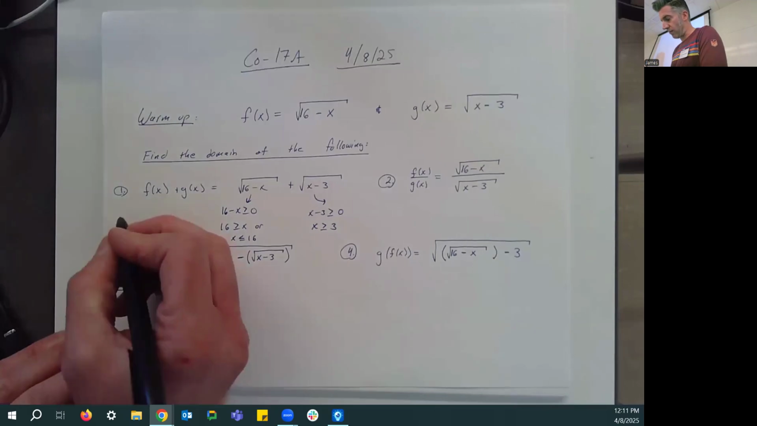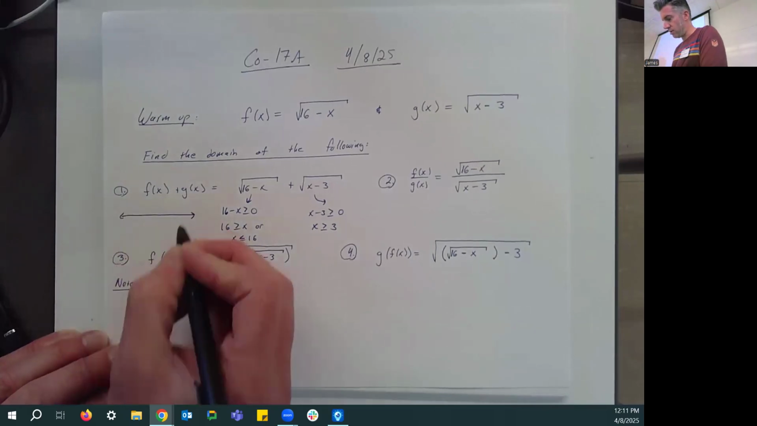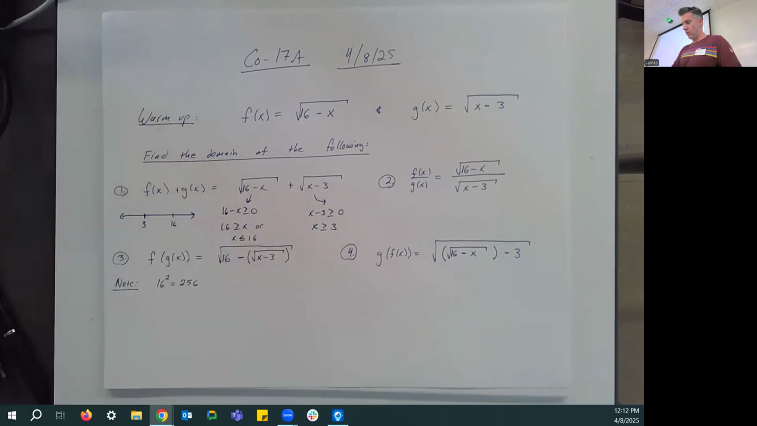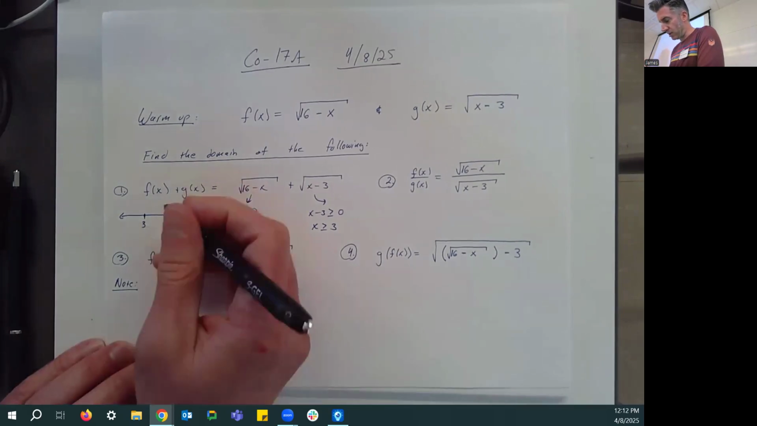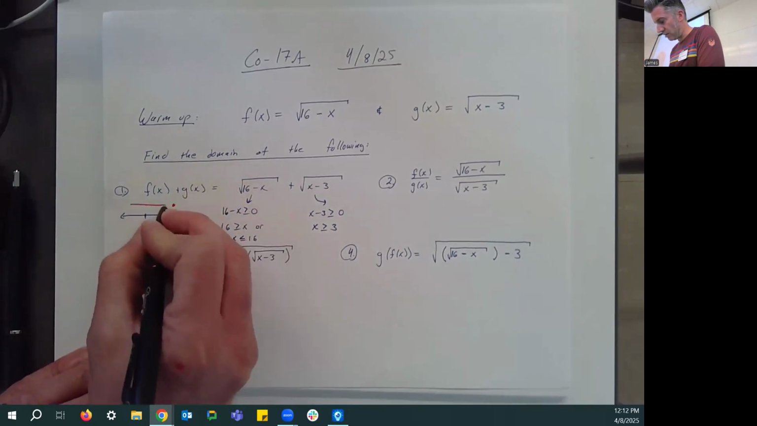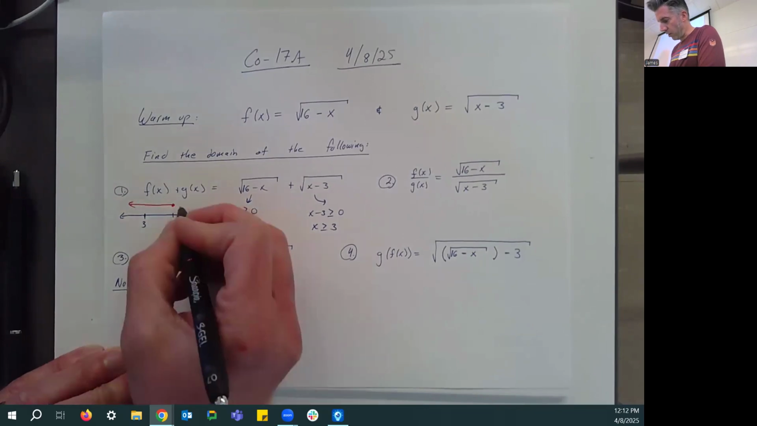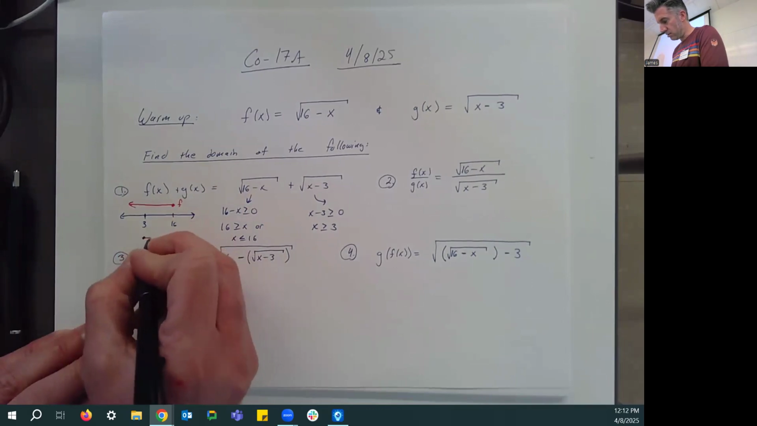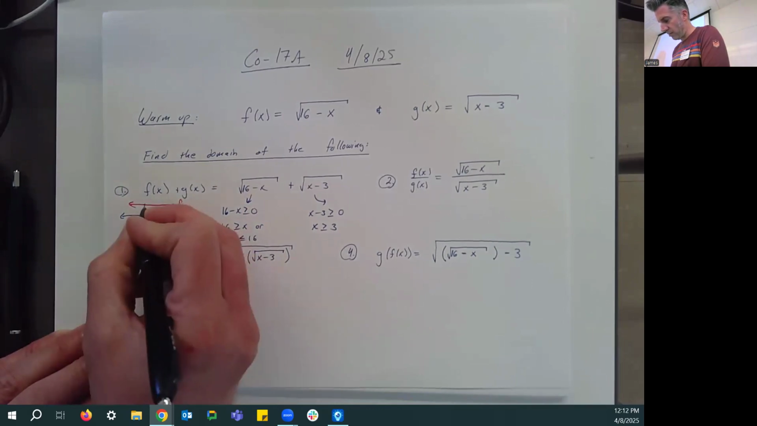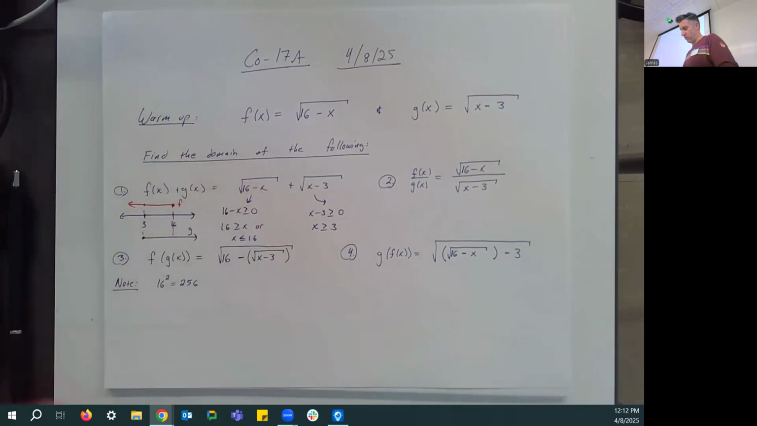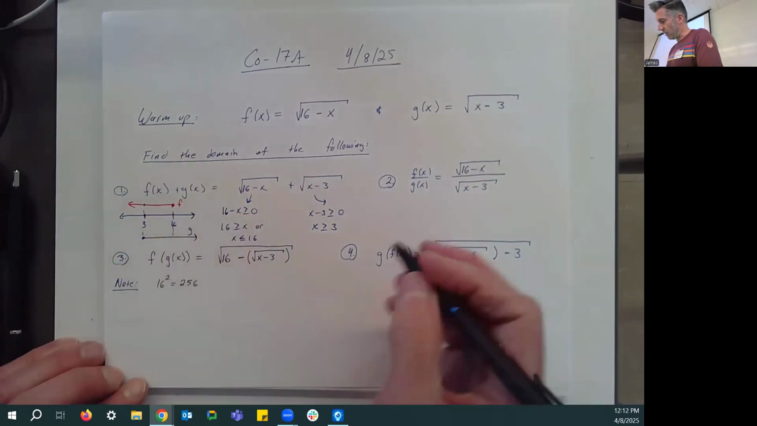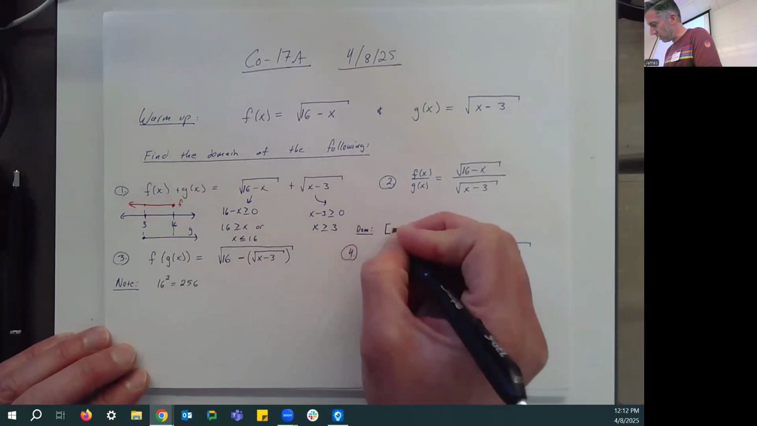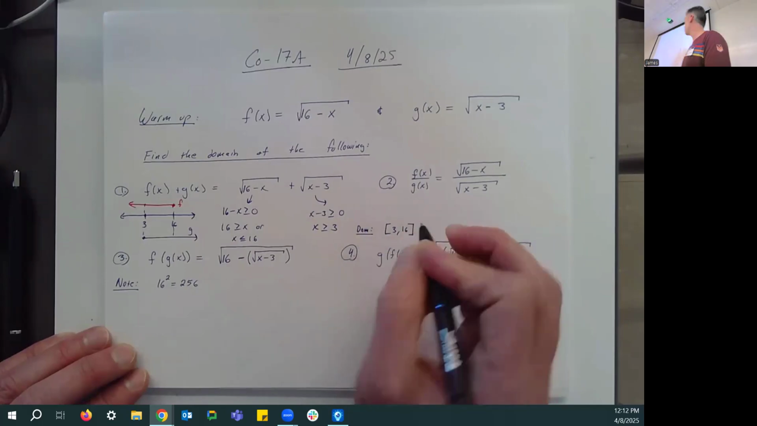We can also see this graphically. You look at the number line here. And here's 3, and here's 16. And we want to be less than or equal to 16, so left of 16 for the f part, and bigger than or equal to 3 for the g part. So the overlap is exactly everything between 3 and 16 inclusive. So I kind of ran out of room here. The domain for this part is going to be 3 to 16, including both endpoints.